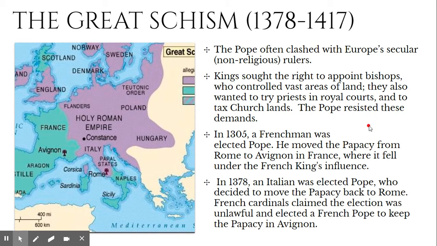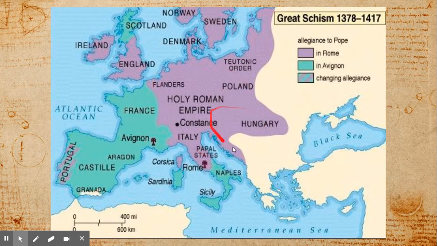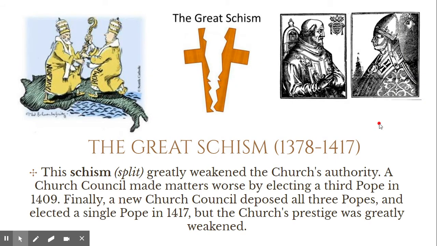So in 1378, an Italian was elected Pope, who decided to move the papacy back to Rome. So now it's been moved from Rome to France, and now they're going to move it from France back to Rome. French cardinals, of course, living in France, claimed that the election was unlawful, and they elected another French pope to keep the papacy in France. So now you end up with two popes. And this is kind of the split. So the Roman Pope is going to live here in the Holy Roman Empire, and then, of course, another Pope is going to be in France. So this is the Great Schism.